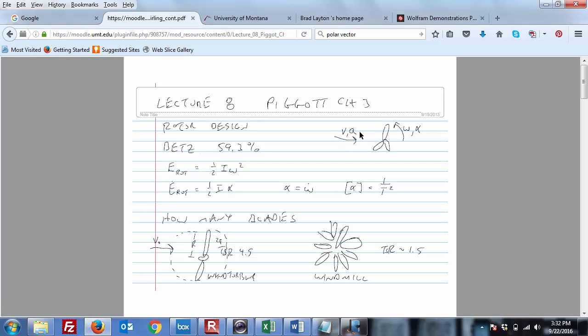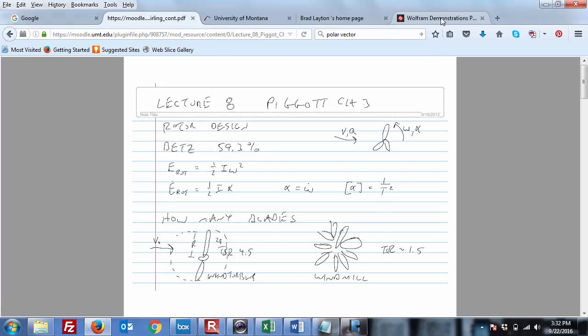So the velocity and the acceleration of the wind in a linear fashion will affect the angular velocity and the angular acceleration of the turbine. The turbine's going to speed up and slow down as the wind speeds up and slows down. We already looked at the rotational energy, and you can do the same thing.